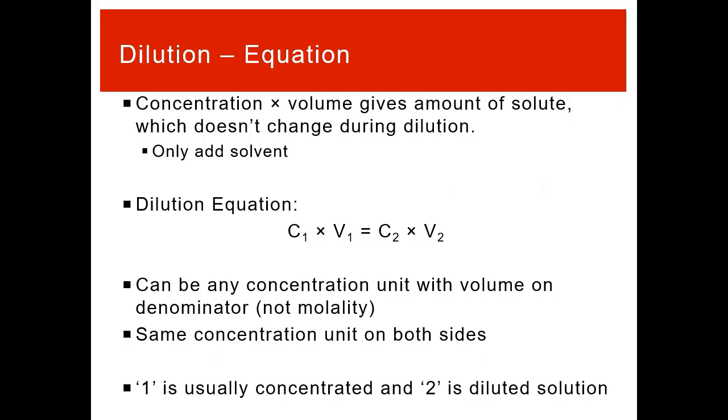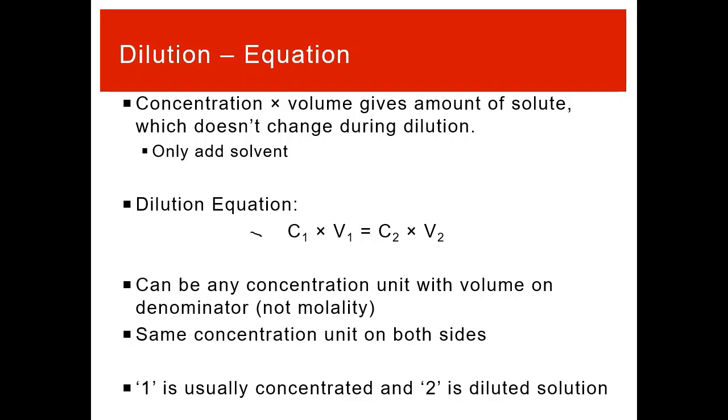When you're working through dilution, it's all based around the dilution equation. You may have seen this equation or something similar: C1 times V1 equals C2 times V2. Basically, each side of the equation is a concentration times a volume. We've seen throughout this chapter that when you multiply a concentration by a volume, you get the amount of solute, or something close to the amount of solute.